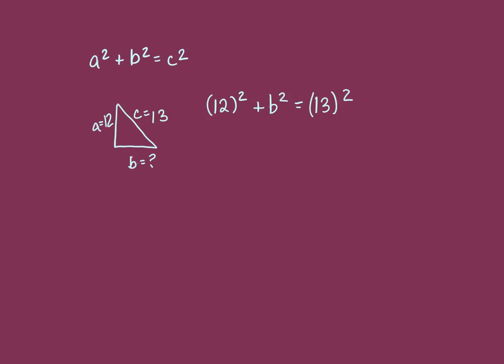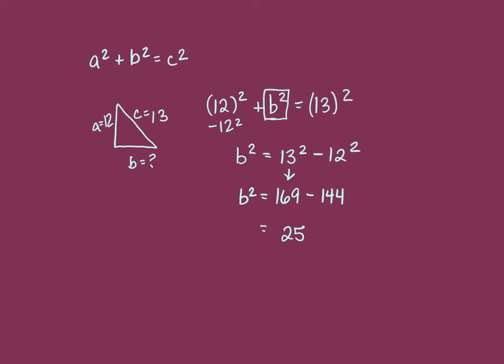So the goal with any equation when you have a variable is you want to isolate this variable. We do that by subtracting 12 squared from both sides. And I'm not squaring anything now just because I like to do it at the end. So now I have b squared by itself equals 13 squared minus 12 squared. Now I'll go ahead and find my values for 13 squared. 13 times 13 is 169, and 12 times 12 is 144. And we'll carry that down just to keep things consistent. And 169 minus 144 is 25.